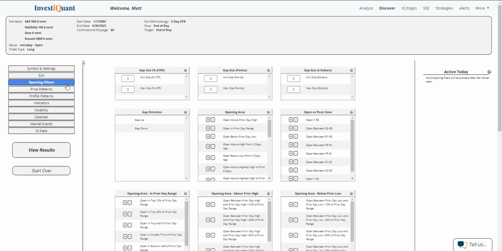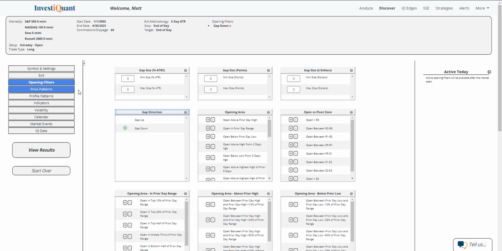Now, currently, we are trading back down in the overnight session. We're trading down close to the bottom portion of yesterday's range. So I'm going to hit gap direction, gap down here in Discover to add that to the study.